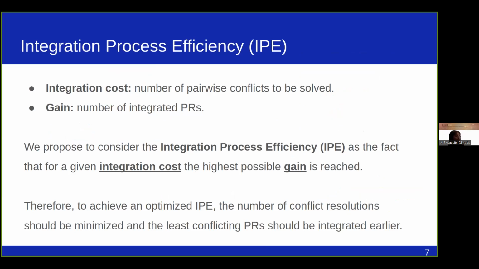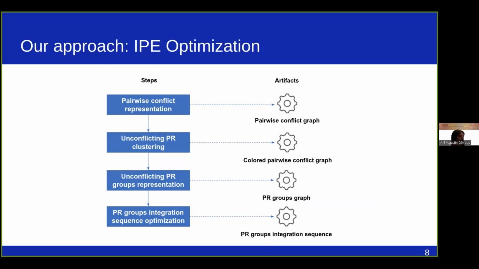Now I'm going to introduce the core of our proposal to the problem seen before. The idea is to consider the integration cost as the number of pairwise conflicts to be solved, and the gain as the number of integrated pull requests. We propose to consider the integration process efficiency as the fact that for a given integration cost, the highest possible gain is reached. Therefore, to achieve an optimized integration process efficiency, the number of conflict resolutions should be minimized and the least conflicting pull requests should be integrated earlier. We propose a process that provides a sequence of unconflicting pull request groups that minimizes the number of conflict resolutions and defines an optimized integration order according to the efficiency of the integration process.